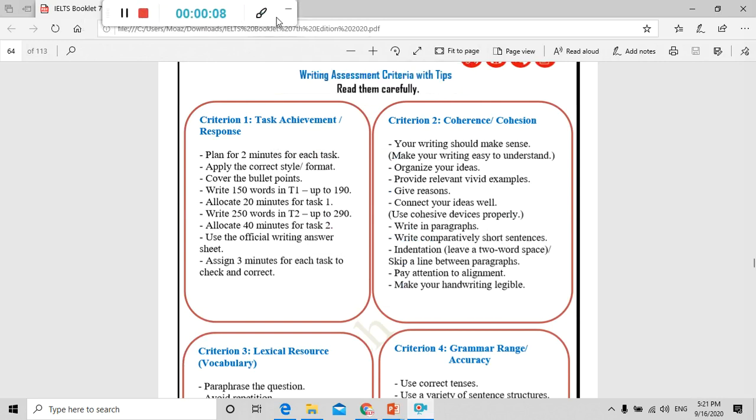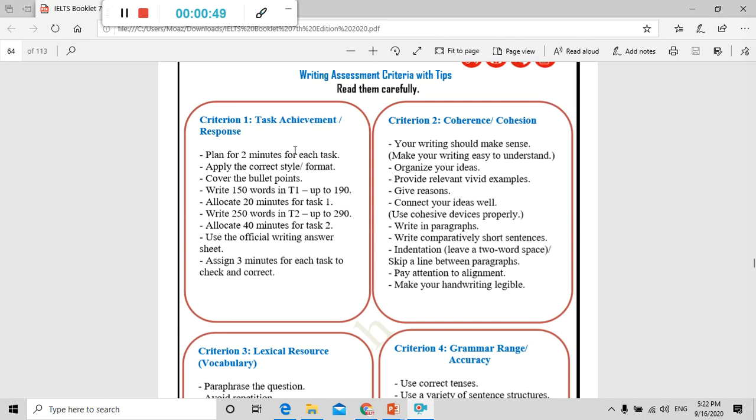Today we're gonna discuss a very important part in IELTS writing. As you know, IELTS writing is considered one of the most difficult parts for IELTS candidates. Now here I will show you the writing assessment criteria with some tips, so we need to read them carefully. Criterion 1, task achievement or task response.